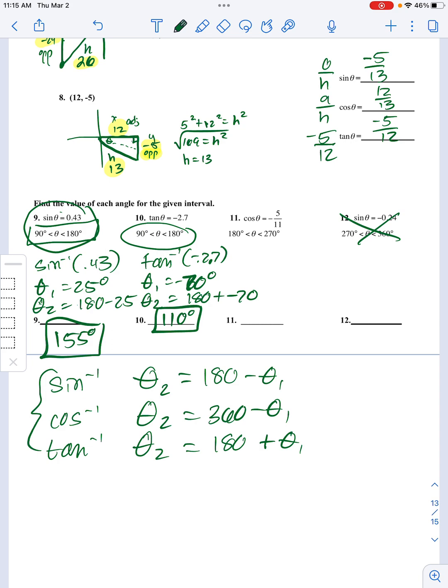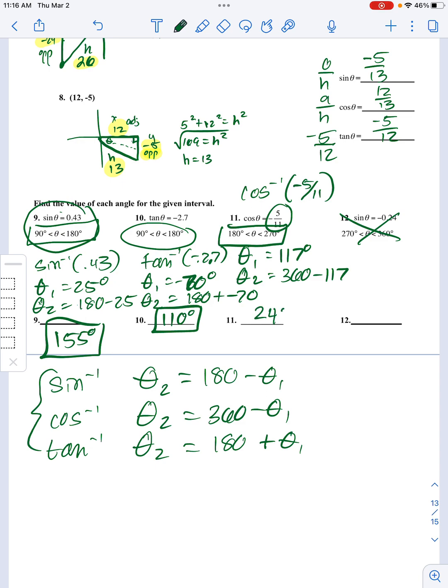And then this one's a cosine. I don't care if it's a fraction. I'm still going to do cosine inverse -5 over 11. They told me the cosine, so I'm just going to ask the calculator what angle has that cosine. So I'm doing second cosine -5 divided by 11. And I'm getting for my first option 117, which is not in the range. So I go to my rules down below and I find out that for cosine, I'm going to do 360 minus that answer. And when I do 360 minus that answer, I get 243, which is in that category.